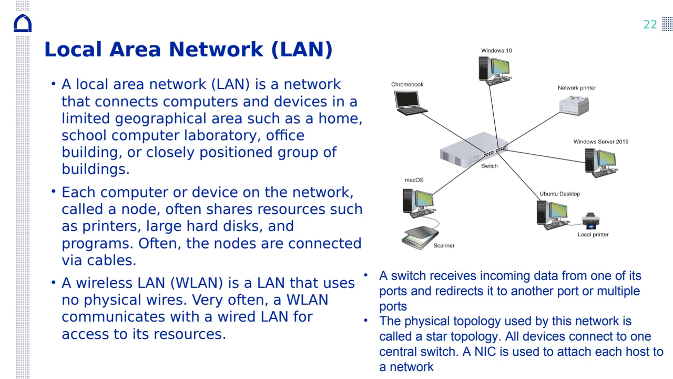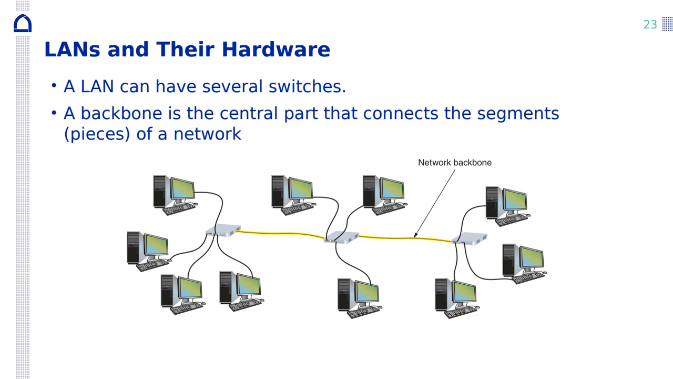Now let's move to the hardware that's used in the LAN. This is my LAN. This is the cable. We call this the network backbone cable. Then we have 3 switches, and on each switch we have many computers connected to it. So this is a LAN. Do we see any router here? No. It's not needed.